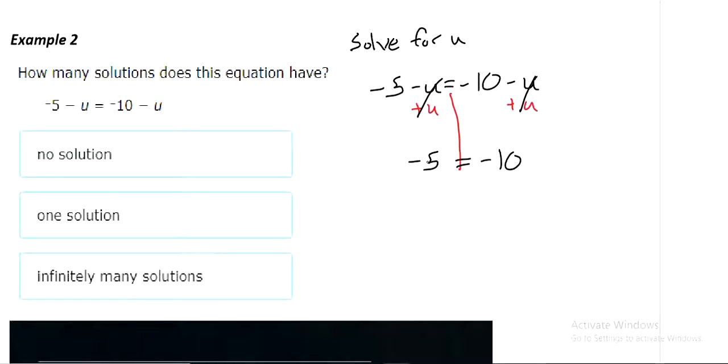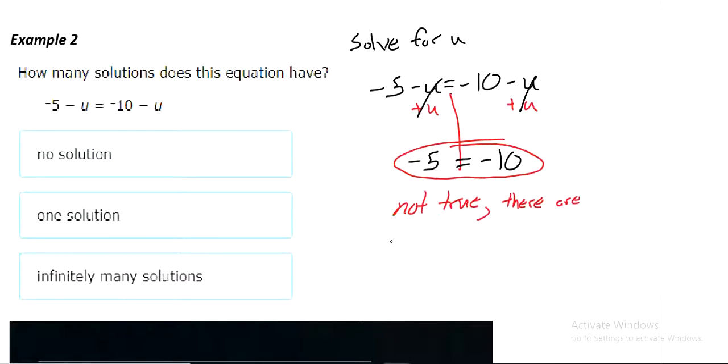So I look at it and I say, wait, negative 5 equals negative 10. That doesn't make sense. That's not true. Negative 5 is not equal to negative 10. So there's really nothing else I can do with the equation either. I mean, I could move negative 5 over here, then I'd have 0 equals then negative 15, but that's not true either. So there's really nothing else to do here. When I end up with a false statement or a not true statement, I say there are no solutions.